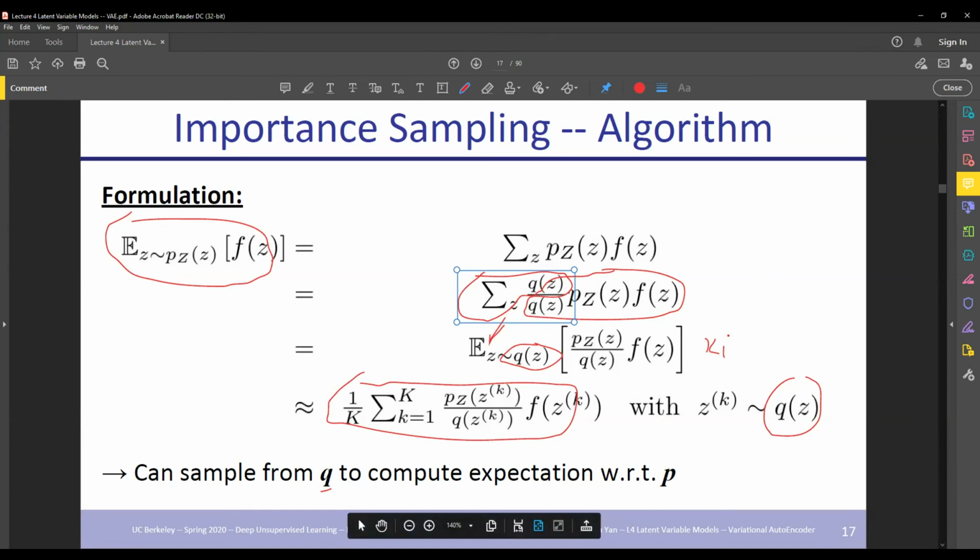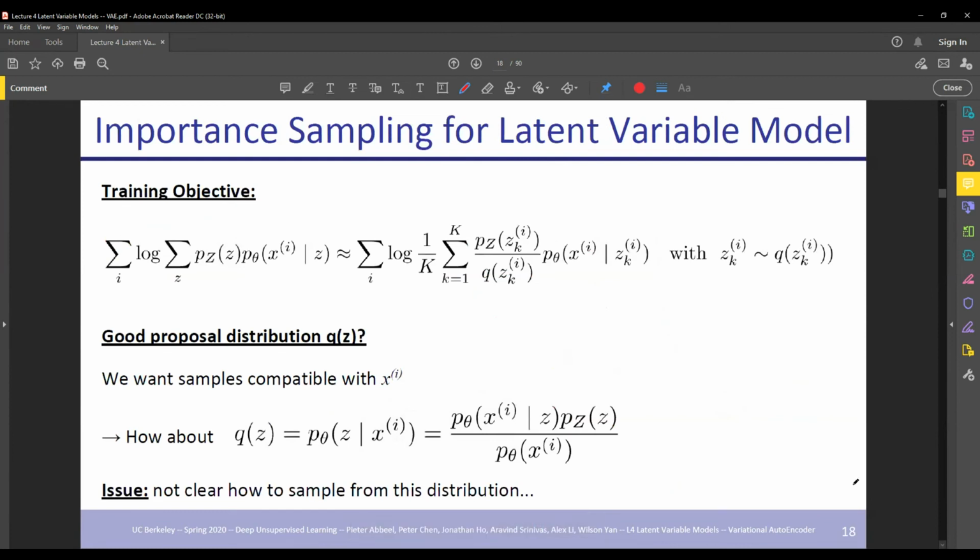Now here, let me see whether it's actually on the next slide. So this is just a rewriting of the same thing from the previous slide. What we have done is we have replaced this guy inside the log with the importance sampling ratio, PZ of Z divided by QZ of Z, and then we take the K samples, Z1 to ZK, chosen from Q instead of from PZ of Z.